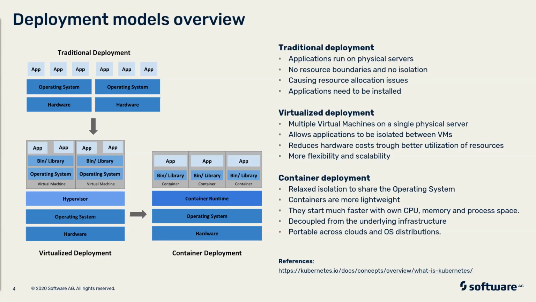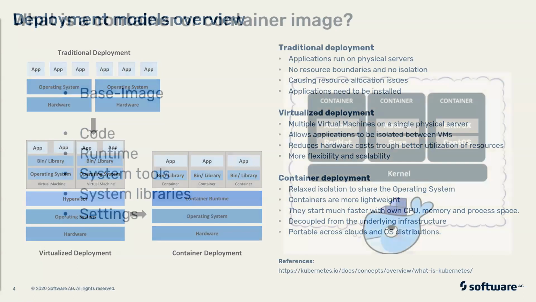They are using their own CPU, memory and process space, and what is important, they are decoupled from the underlying infrastructure on top of the OS. And this allows them to be portable. They are portable across different operating system distributions, and they are in particular portable across cloud vendors. And this is a big strength of the containerization technology.